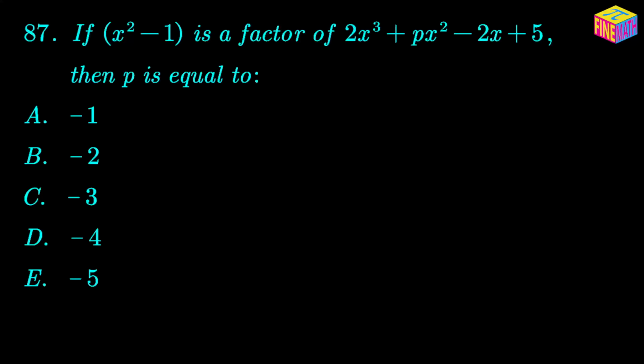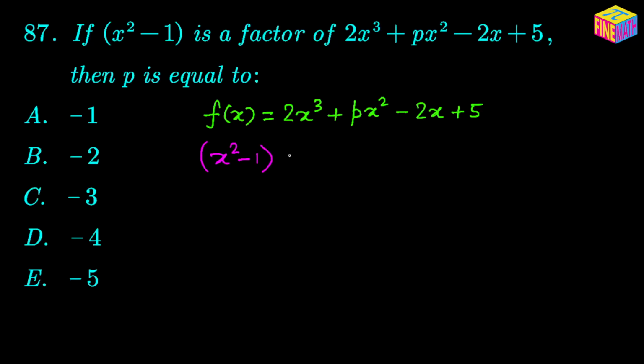So in this case, what is the function here? Well, the given function is f of x is equal to 2x cubed plus p times x squared minus 2x plus 5. And then also we have been told that x squared minus 1 is a factor. Can we write x squared minus 1 as x plus 1 times x minus 1? So essentially there are two factors here. We have one factor as x plus 1 and the other factor is x minus 1. Okay, so we can go with any one of them, right?